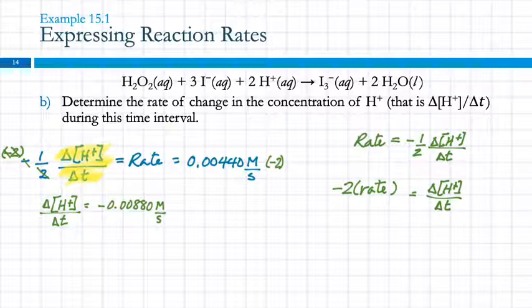So what's a little weird about this is that we're not looking for just like X or something. We could give delta H plus over delta T a special variable name, but I think we've already got enough variables, right? So we just leave it delta H plus over delta T. Any other questions?